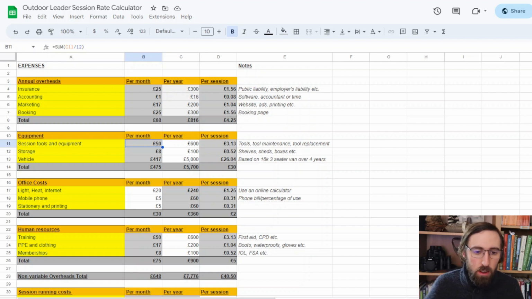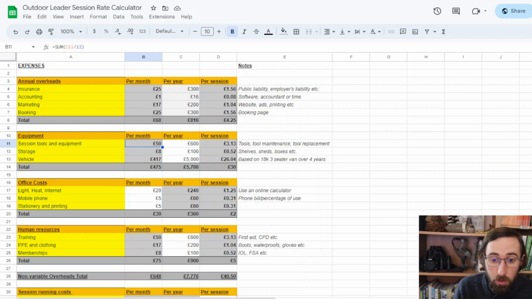Next big thing is equipment. Now you can go pretty bare bones with a lot of this equipment, and if you're lucky enough to have a school pay for all of this, it will keep costs down significantly.